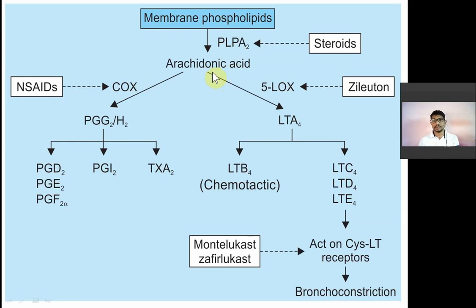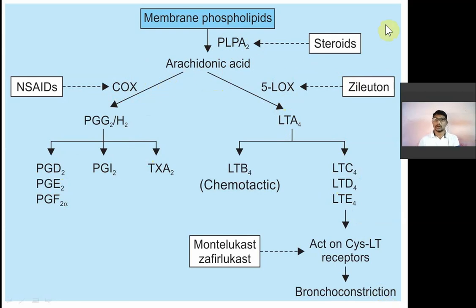Now arachidonic acid is sequentially converted into either prostaglandins and thromboxane A2, or leukotrienes. Arachidonic acid is converted into prostaglandins and thromboxane by the COX enzyme, cyclooxygenase, and converted into leukotrienes by lipoxygenase. So inhibition of lipoxygenase is helpful in asthma because these leukotrienes have a bronchoconstriction action.